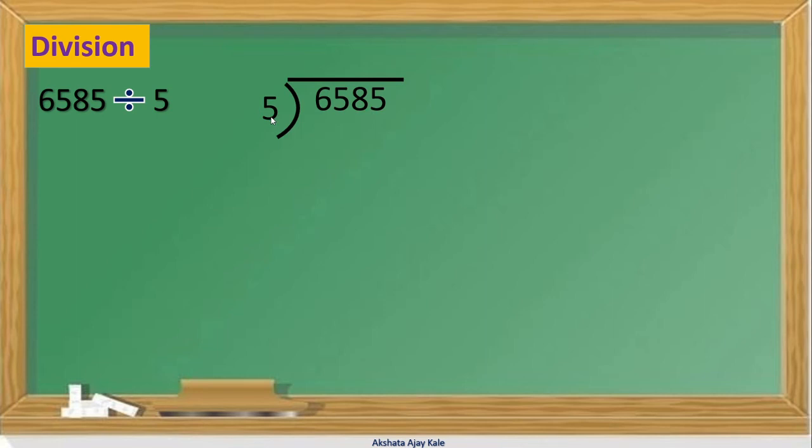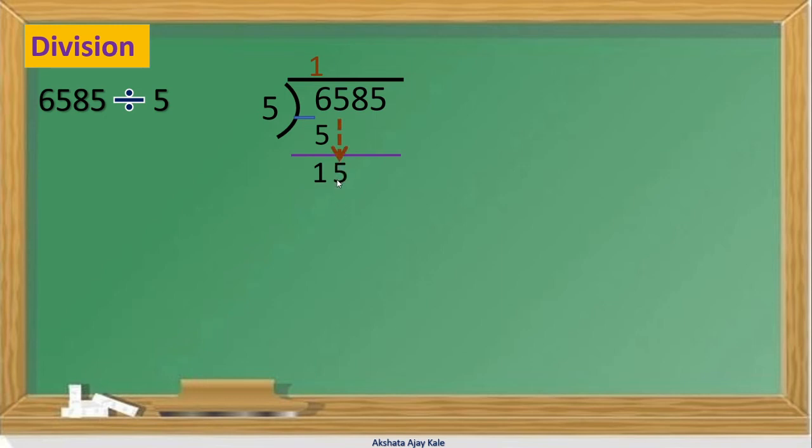Here the 5 table we have to recite: 5 ones are 5, 5 twos are 10, like this. Now here the first number is 6. This is bigger than this 5. So we can take only 6 first. So 5 ones are 5 we will write. Okay. Now 6 minus 5 is equal to 1. Correct? Now 1 is smaller than 5. So what we have to do? We have to take this 5 down. Right?